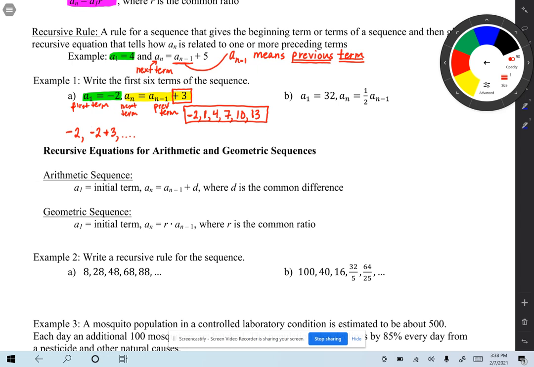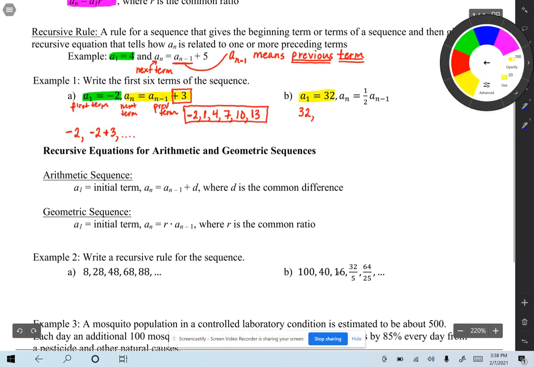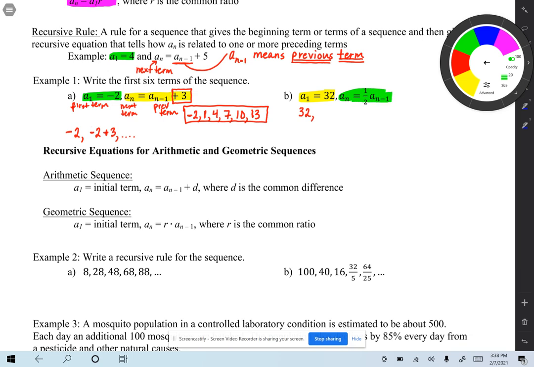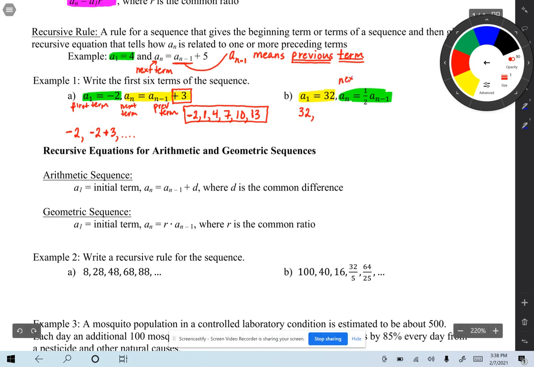So this one, the first term is 32. And here's the next term is 1/2 times the previous number. So, I keep doing it. I don't know why I keep doing the same thing over and over again. So next term equals 1/2 times the previous number. Because remember, anything with a subscript n minus 1 means previous number.